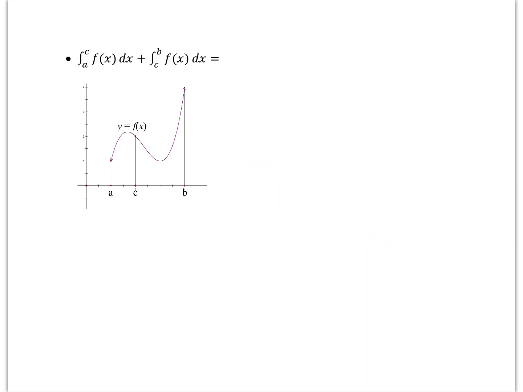Okay, then this last one, I have the integral from a to c of f of x dx plus the integral from c to b of f of x dx. So here's my picture with a and b and a c in between. And the integral from a to c is this area. And the integral from c to b is this area. Okay, and if I add this pink area plus this green area, that would be the same thing as just taking the integral from a to b of f of x dx directly. And this actually turns out to be true even if c is not in between a and b. This still turns out to be true.